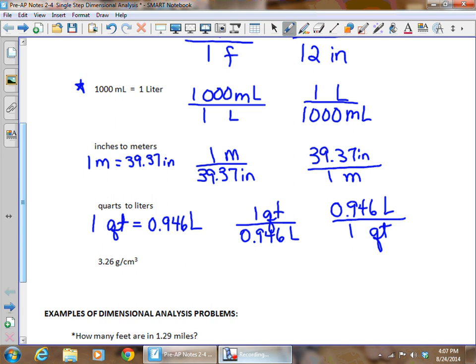Now remember what I said about the units. You can only use abbreviations if you use an accepted abbreviation. When in doubt, write it out. If you write out 1 quart and 0.946 liters written out, that is perfectly acceptable. But do not give me a unit abbreviation that is not an accepted one, because I will count points off for that.